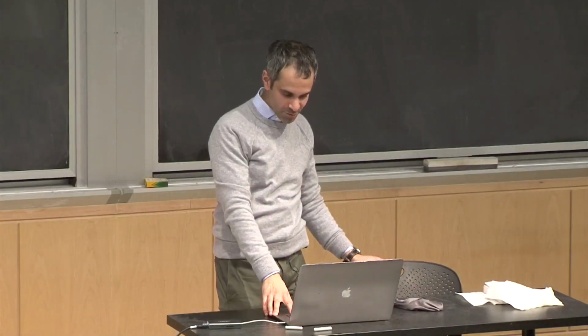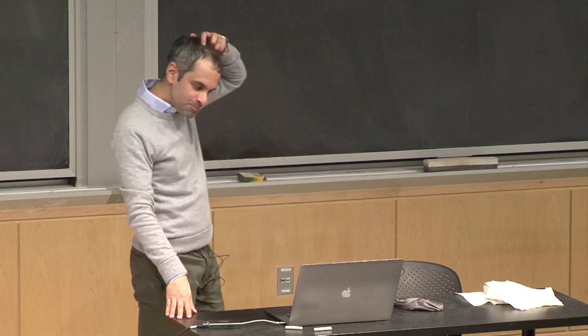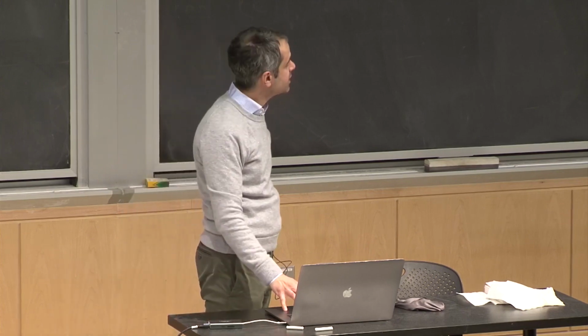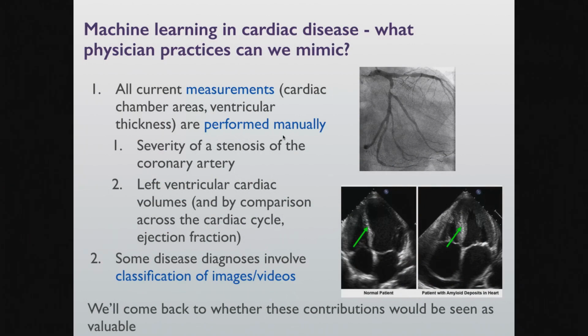OK, preamble's almost done. So why do we even imagine any of this stuff is going to be useful? It turns out that the practice of interpreting involves a lot of manual measurements. People like me, who trained for way too long, find ourselves getting little rulers and measuring various things. For example, this is a narrowing of an artery. You could take calipers and measure across that and compare it to here and say, this is 80% narrowed. You could measure the area of this chamber, the left ventricle, and say its peak area is this, its minimum area is this, therefore it's contracting a certain amount.